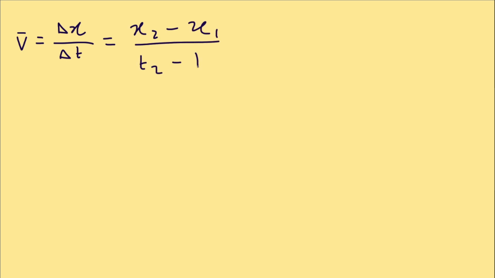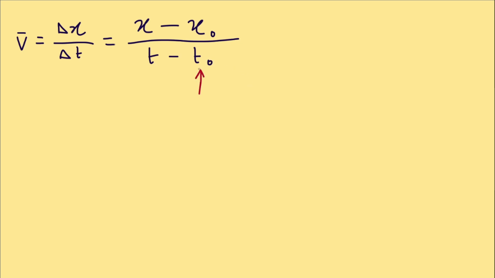Let's start with some notation. As you know, average velocity is delta x over delta time. This is equal to x2 minus x1 over t2 minus t1. But we're going to change the notation for these kinematic equations. We're going to use final position as just x by itself, take away initial position, which we're going to call x0. Same with time. We're going to do t minus t0.